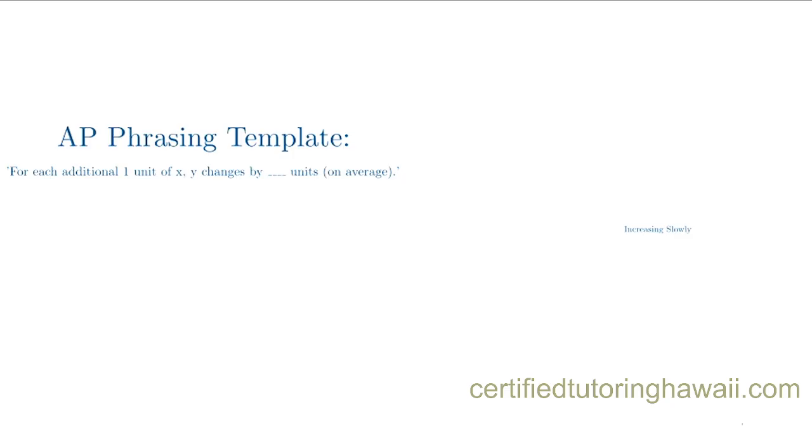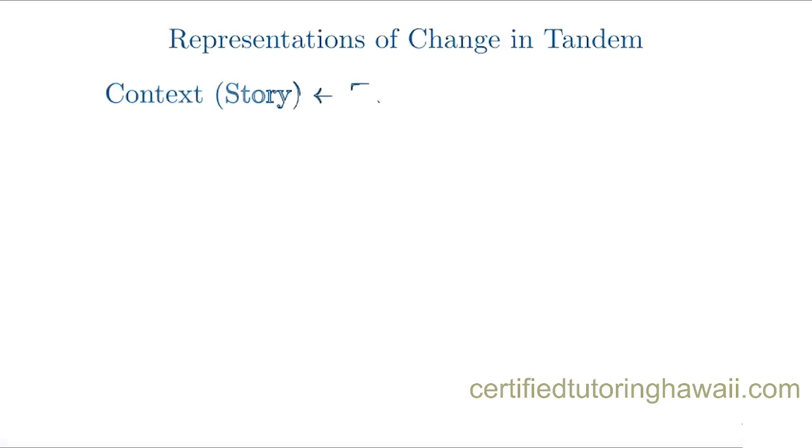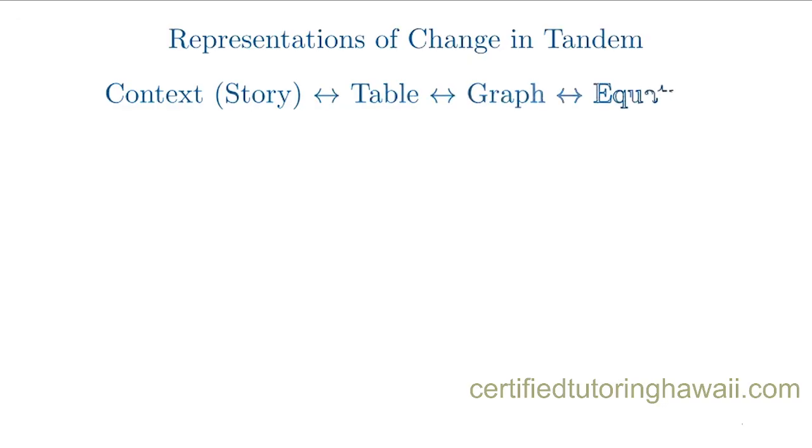So far, we've talked about different ways to represent a changing relationship: context, story, tables, and graphs. Now let's connect these to equations. A key skill in AP Precalculus is to be able to seamlessly switch between all 4 representations: the real-world context, a table of data, a graphical picture, and an algebraic equation. Let's look at how we can identify 2 important types of functions from a table.